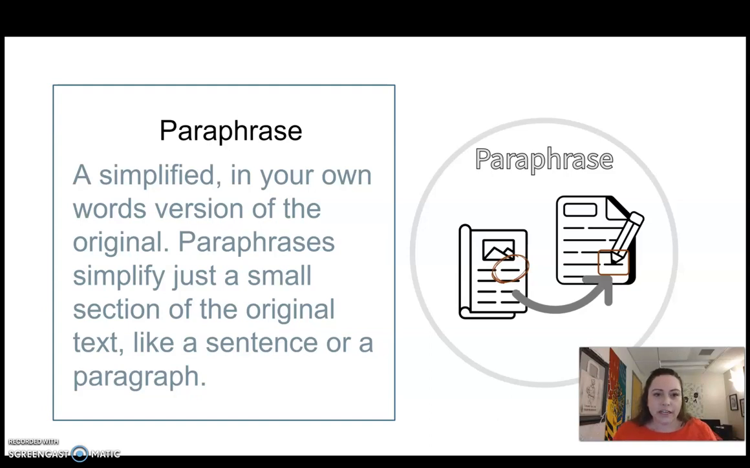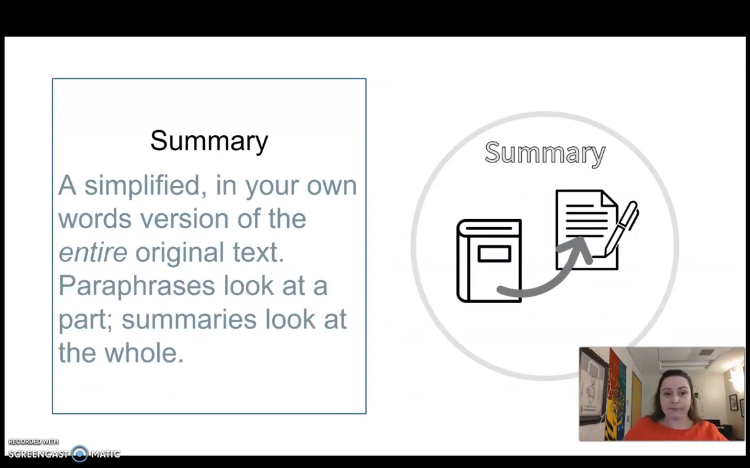Paraphrase is a simplified, in your own words version of the original text. Paraphrases simplify just a small section of the original text, like a sentence or a paragraph. With summary, it's a simplified, in your own words version of the entire text. So paraphrases look at just a part, and summaries look at the whole.